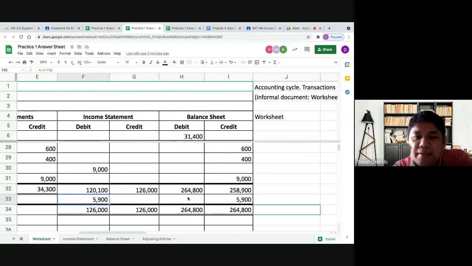It's like the other way around. Look, income statement 5,900 here, and then on the balance sheet is here. But if it's a net loss, you put the number here and then the other one over here, something like that. Okay, if it's a net loss only. Let me try to erase that.